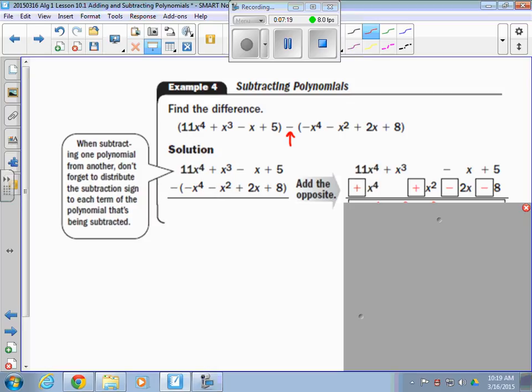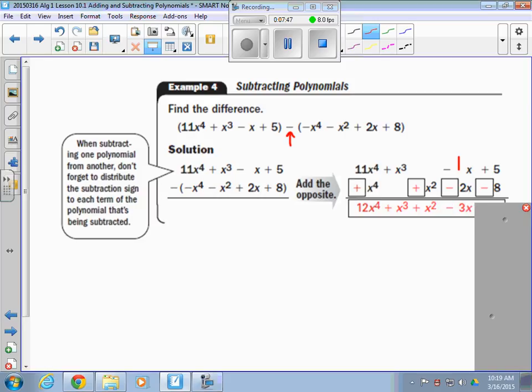Make sure everything's stacked. All of the like terms are stacked. 11x to the fourth and positive 1x to the fourth gives you 12x to the fourth. There's only 1x to the third, so there's a hole there on the bottom, so it'll give you plus x to the third. There's only 1x squared. There's nothing above it, so instead of saying minus x squared, it's going to say plus a positive version of x squared. Negative 1x minus 2x is going to be negative 3x. And then 5 minus 8 will be negative 3. So there, that one is in standard form.